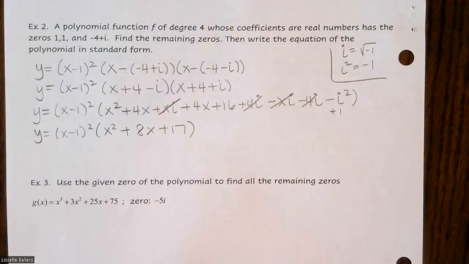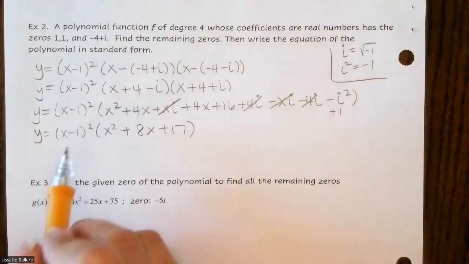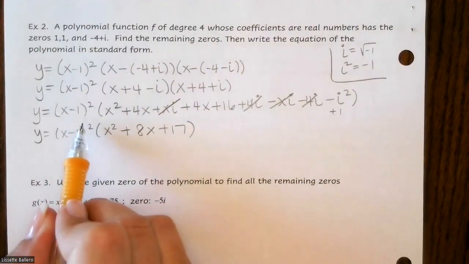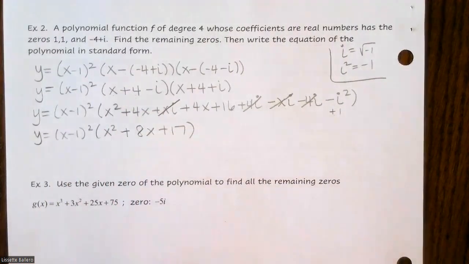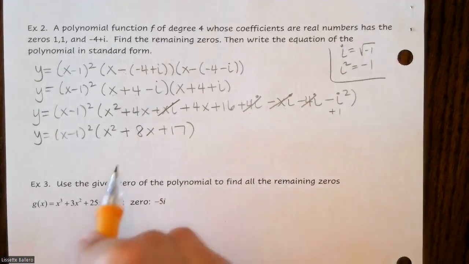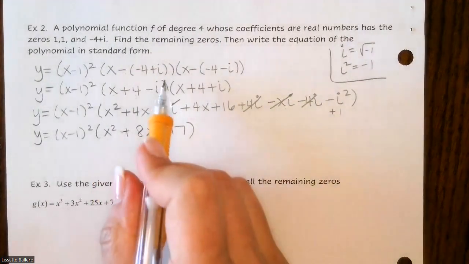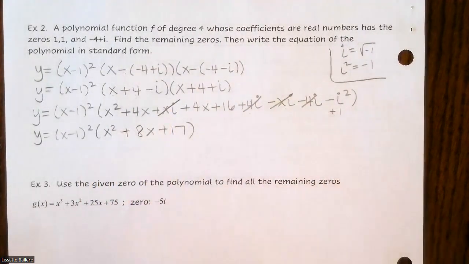It's a regular polynomial. In order to get it to the standard form, we would have to FOIL this one out and then multiply that times this. That's kind of tedious, so I'm not going to go through all of that algebra. But I did want to show you that if you have an i, when you start multiplying it out, you're going to end up with a polynomial with only real numbers.